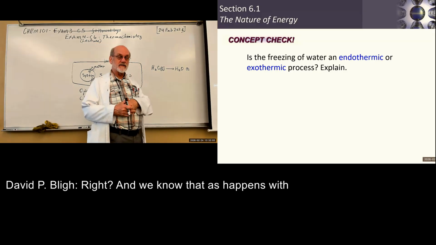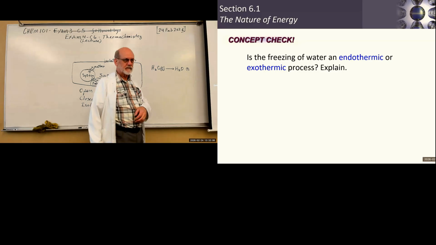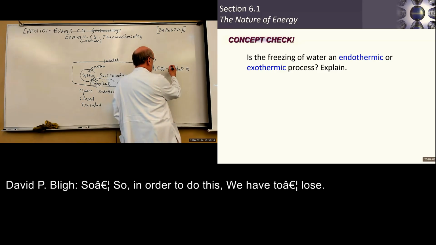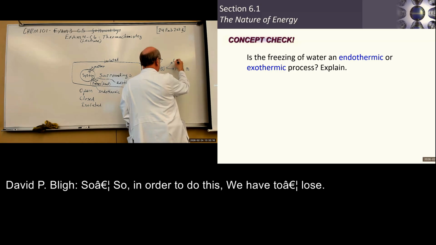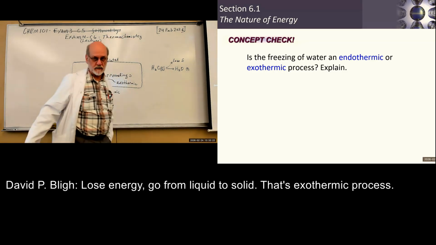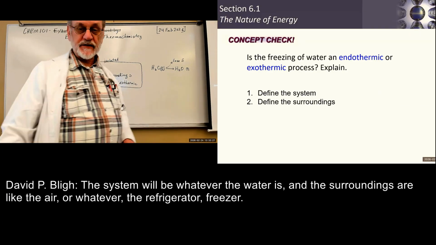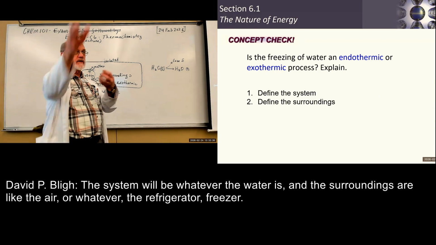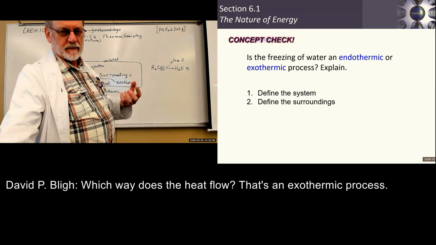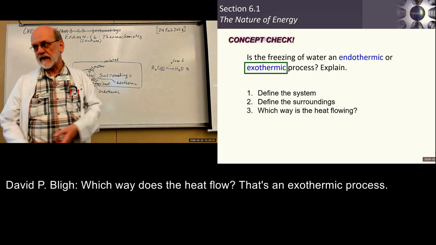right? And we know that happens with cold temperatures out. Instead of rain, we get snow. So in order to do this, we have to lose energy. Lose energy, go from liquid to solid. That's an exothermic process. The system will be whatever the water is, and the surroundings are like the air or whatever, in the refrigerator or freezer. Which way does the heat flow? That's an exothermic process.